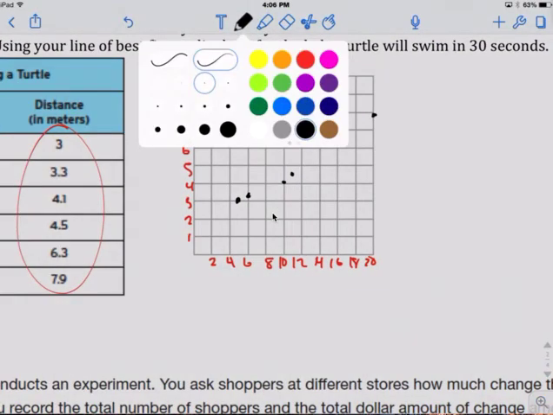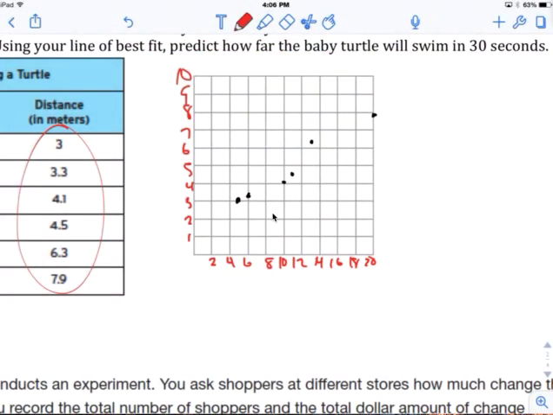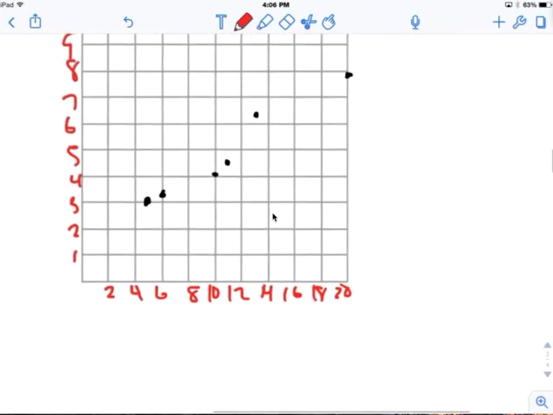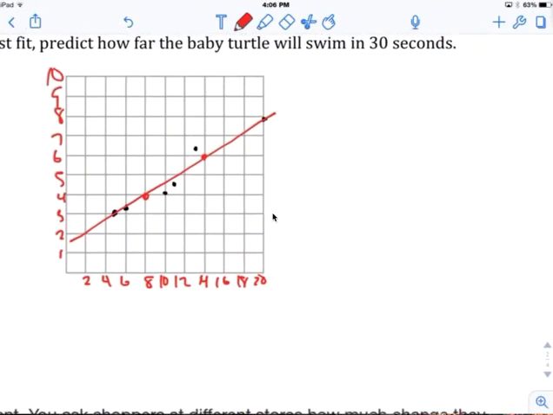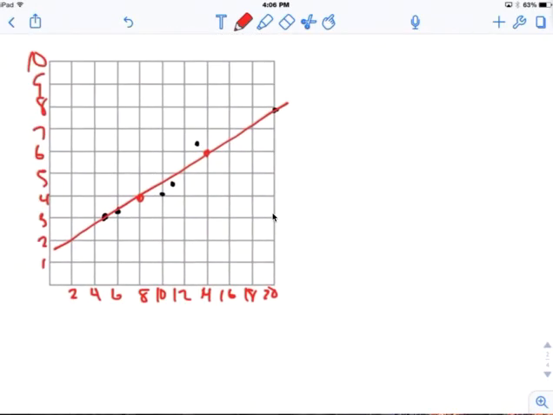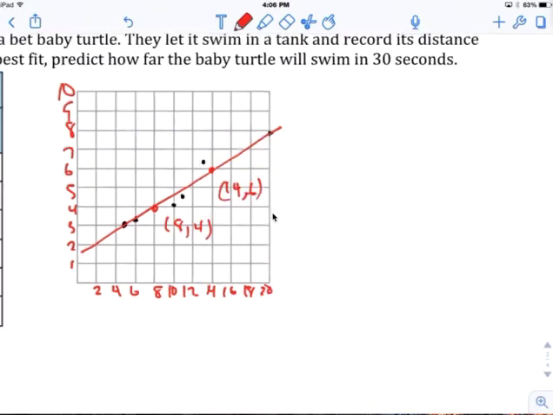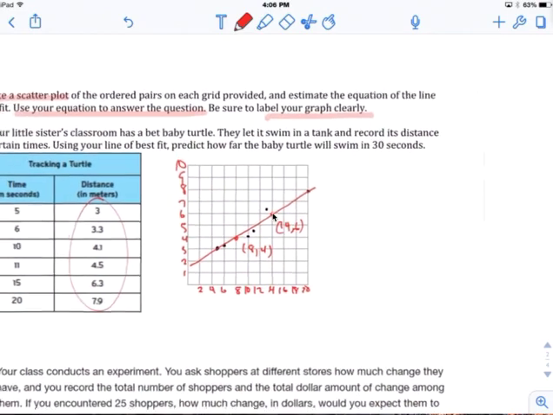Okay, my line of best fit. I'm going to choose 8 and 4. That's in the middle. And then I'm going to choose 14 and 6. Those two are good ones because I can draw a line that connects all the other ones. Okay? So 8 and 4 and 14 and 6. Remember, you can choose anything of your own.